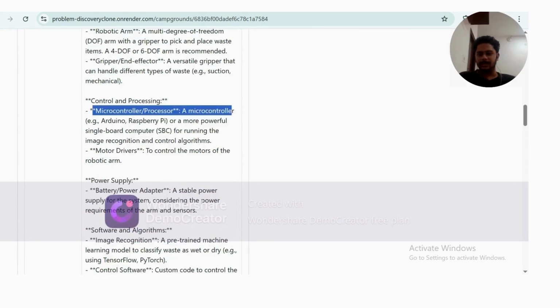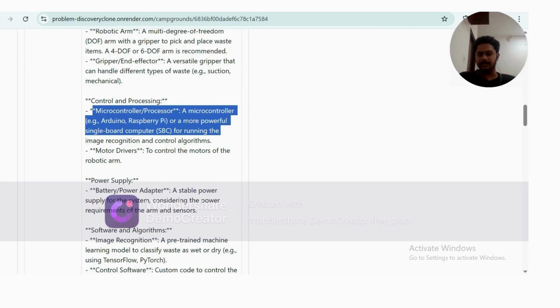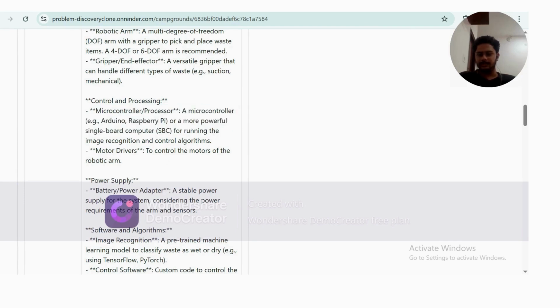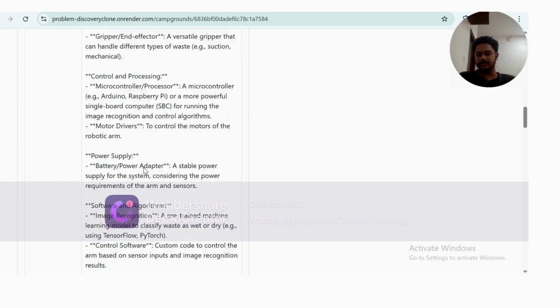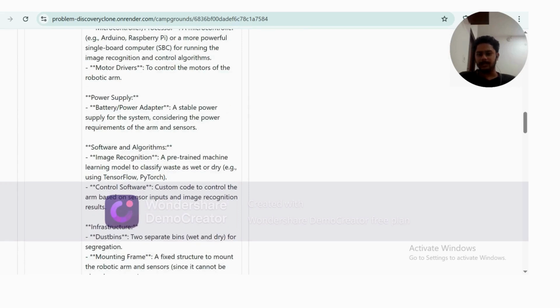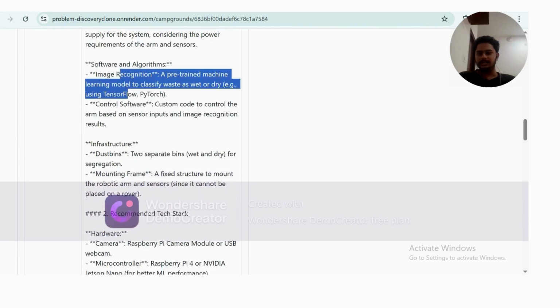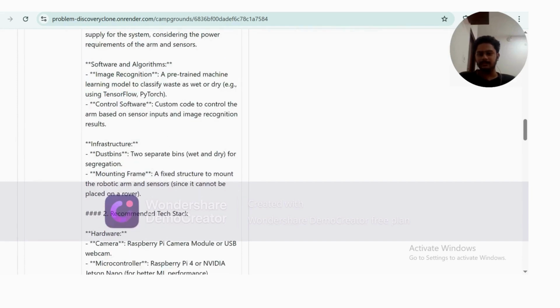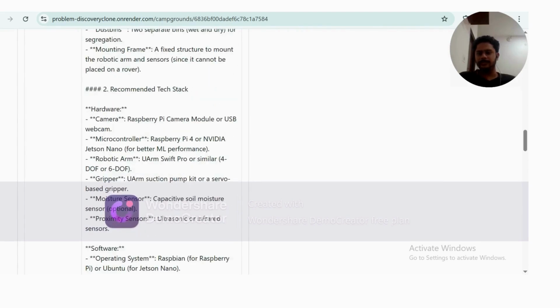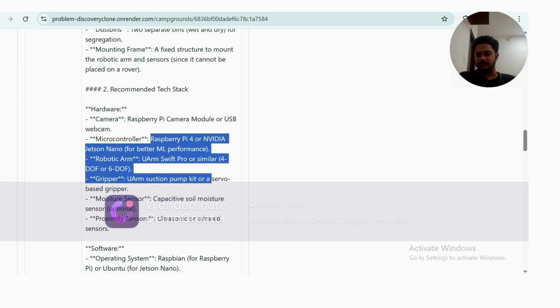It is asking me to get a microcontroller, Arduino, and Raspberry Pi, a single board computer for running image recognition, and motor drivers, power supply and adapter, a stable power supply for the system considering power requirements and sensors. It is asking me to get software also, a pre-trained machine learning model to classify; TensorFlow and PyTorch it is telling me to look into. And what is the recommended hardware? Raspberry Pi camera module or USB webcam, microcontroller and Raspberry Pi.